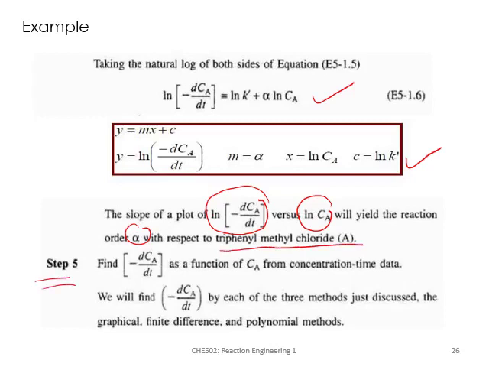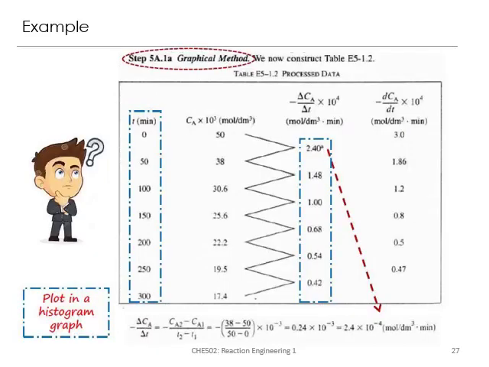Step number 5, find negative dCA over dt as a function of CA. From the concentration-time data, we will find negative dCA over dt by each of the three methods just discussed: the graphical, finite difference, and polynomial methods. So let's start with graphical and numerical methods under differentiation methods. Okay, so this is the solution.